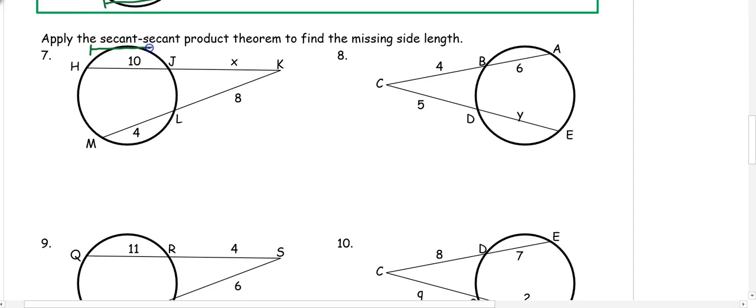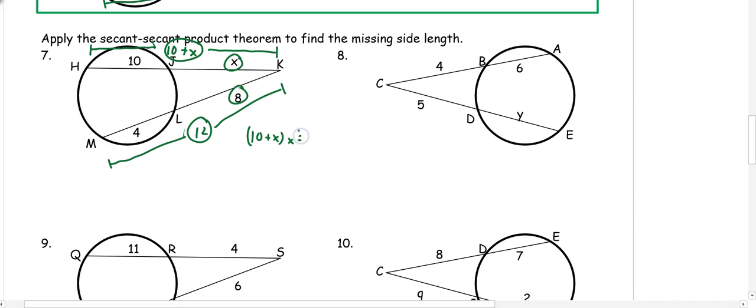In number 7, the top length over here, we're going to add those together. That gets us 10 plus x. And the other secant, 4 plus 8 gets us 12. So we're going to use the whole length and the outside of each secant. On the top secant, the whole thing is 10 plus x times the outside, which is x. The other secant, the whole side is 12 and the outside is 8. When we multiply that together, we get 10x plus x squared equals 96. We can move 96 to the x squared side.